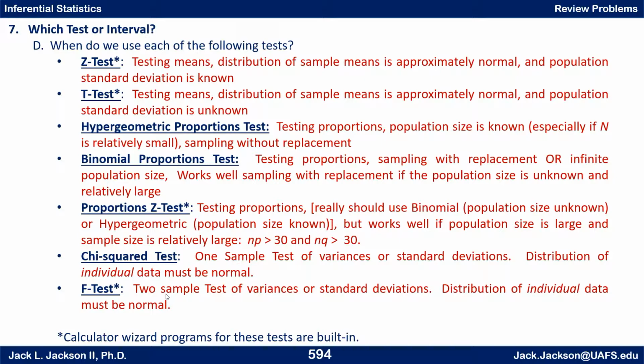The chi-square test for variances or standard deviations is used in a one-sample situation where we're testing variances. In this case, the distribution of individual values must be normal, or at least very close to it. The F-test is the two-sample version of that, where we're testing variances or standard deviations from two samples against each other. The distribution of individual data must be normal.